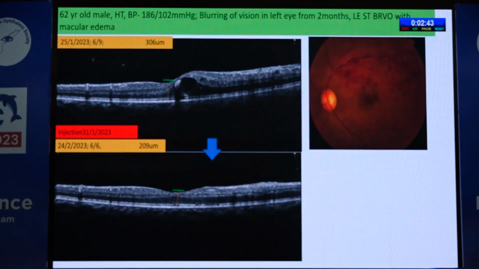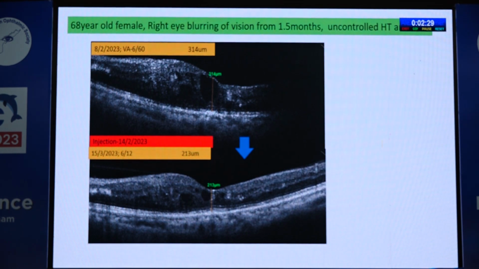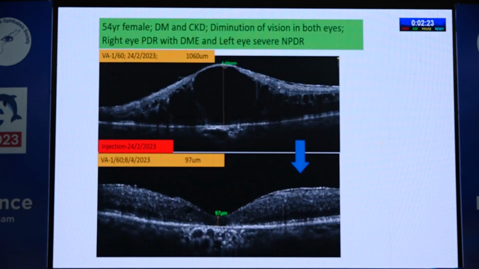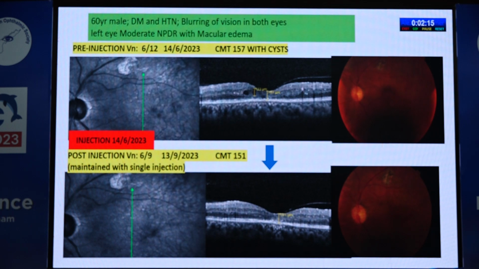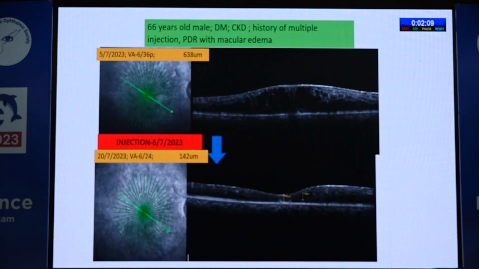This was a hypertensive male patient. With a single injection, we can see there is vast improvement in the SRF along with improvement in the cystic spaces. The vision improved to 6/6. This was an uncontrolled hypertensive female patient, again showing significant improvement in vision from 6/60 to 6/12. This patient has improved cystoid spaces and a normal foveal contour has been maintained. Another patient had significant improvement in the vision as well as the DME. Another PDR patient, treated with multiple injections, also showed improvement with Oseva.